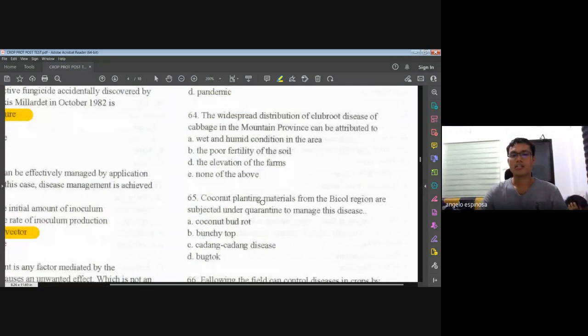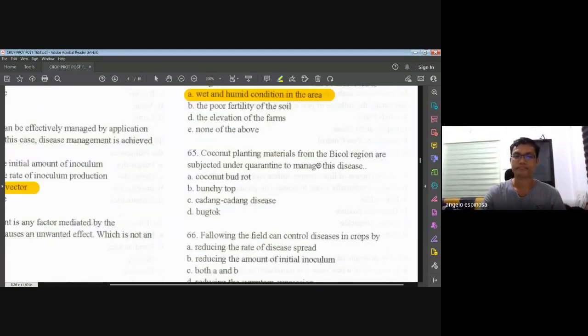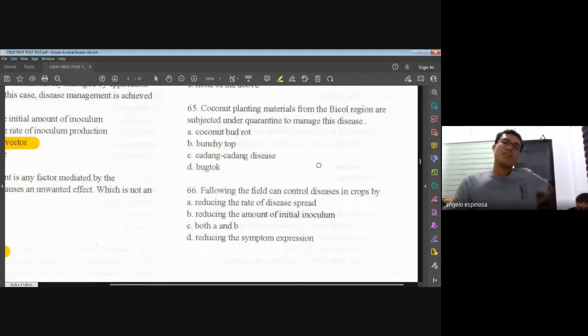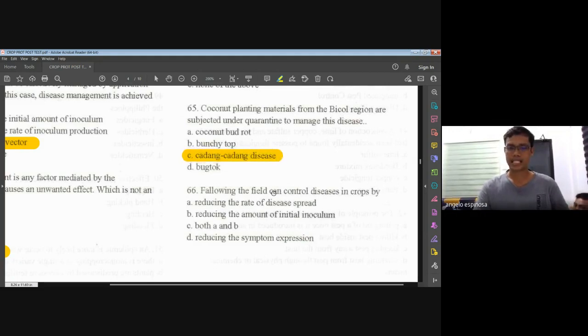Globalization. 64. The widespread distribution of club root disease of cabbage in the Mountain Province can be attributed to, the correct answer is wet and humid condition in the area. Ayan. Number 65. Coconut planting materials from the Bicol region are subjected under quarantine to manage this disease. The correct answer is kadang-kadang disease.